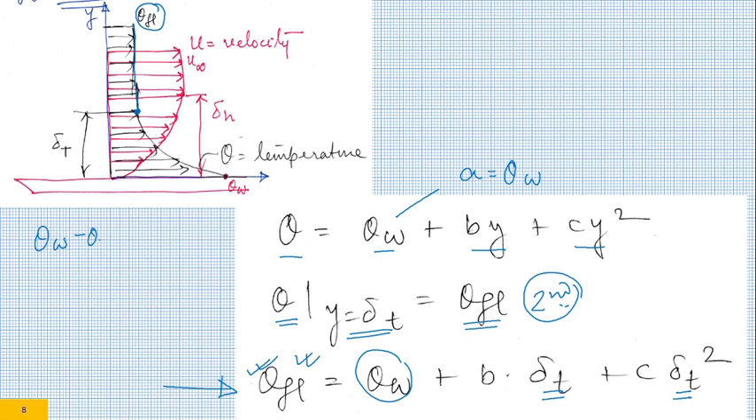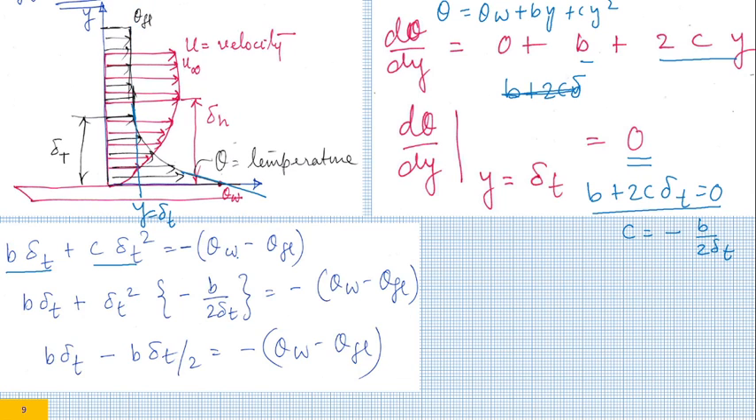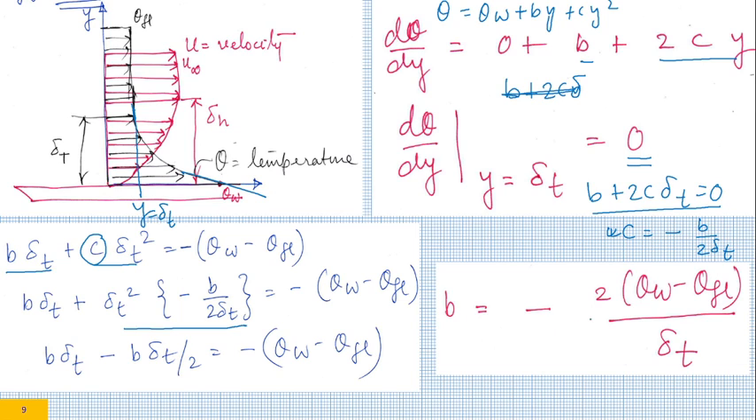Theta W minus theta FL. If you take it on the other side, it becomes B into delta T plus C into delta T square. And that's what has been used here. B into delta T plus C into delta T square is this. And then I replace this C with this particular expression. So it becomes this one, and then we get a value of B. B becomes minus 2 times (theta W minus theta FL) divided by delta T.